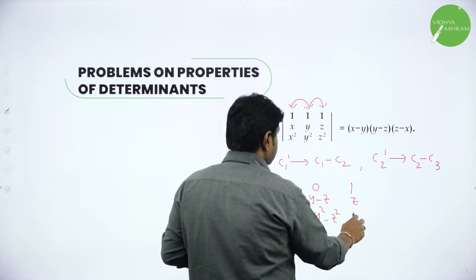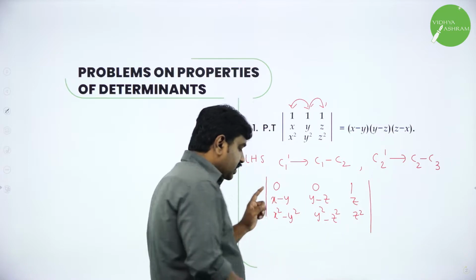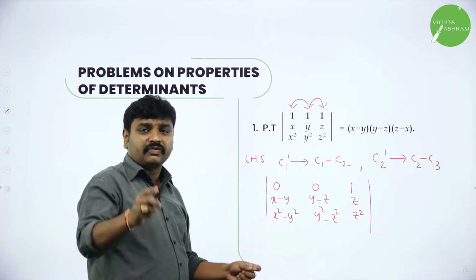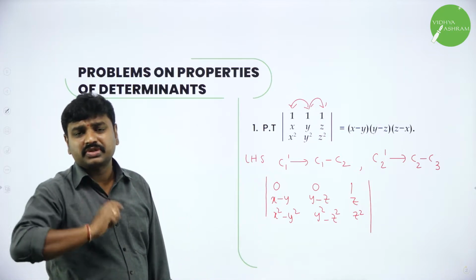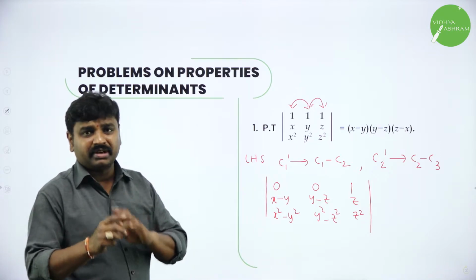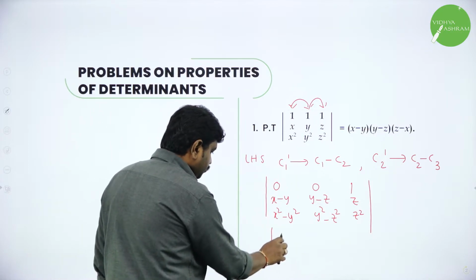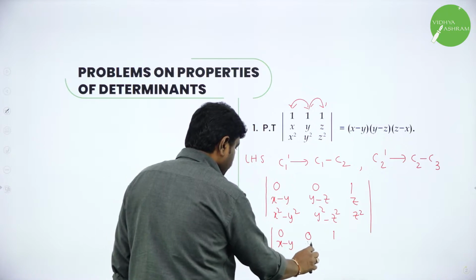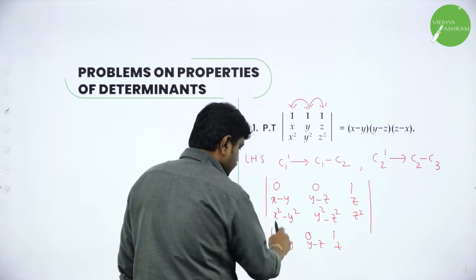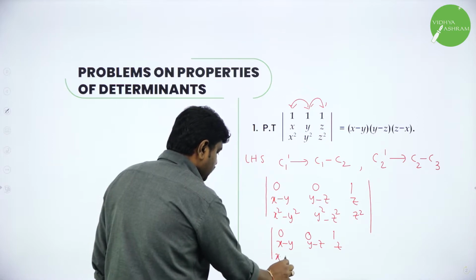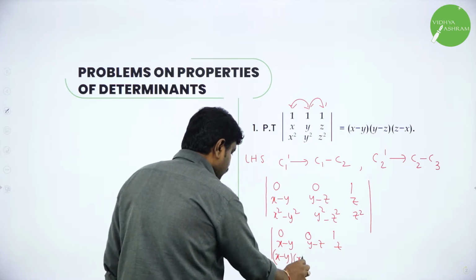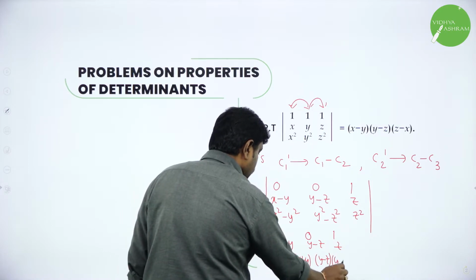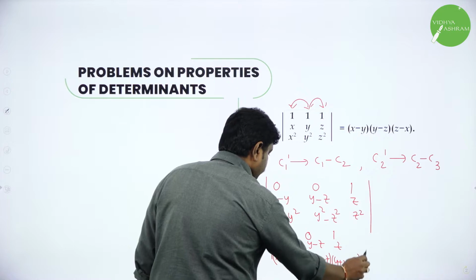1 z z square. Now carefully, if you observe, here I have x minus y. This I can write as x minus y. All of you know a square minus b square. What is a square minus b square? A plus b into a minus b. So now first row 0 0 1, second row x minus y, y minus z, z will not be disturbed, and third row can I write it as x minus y into x plus y. Similarly, this can be written as y minus z into y plus z, and the last element z square.